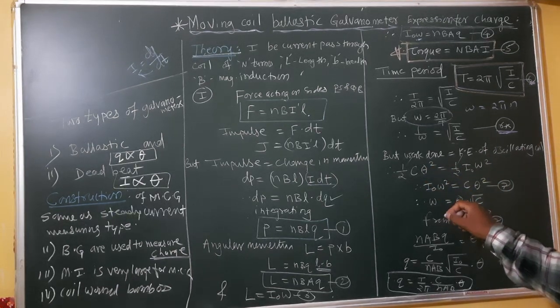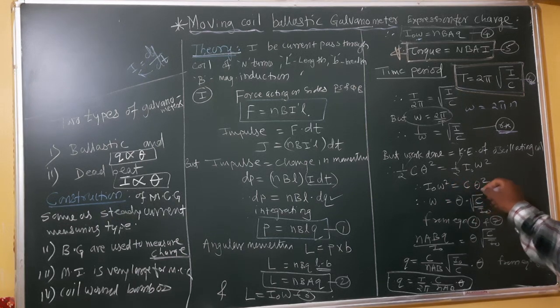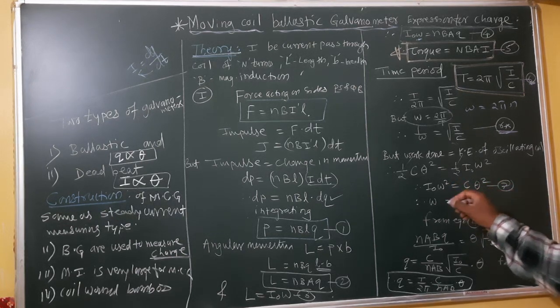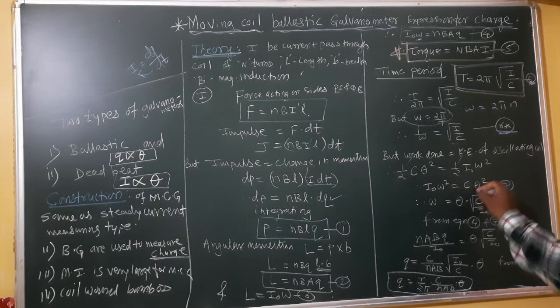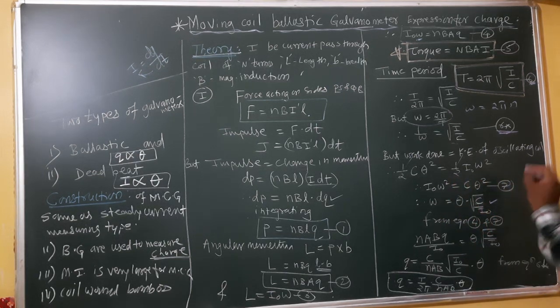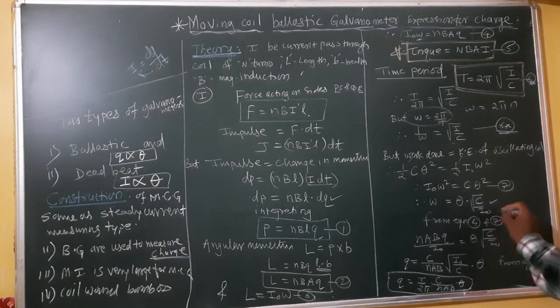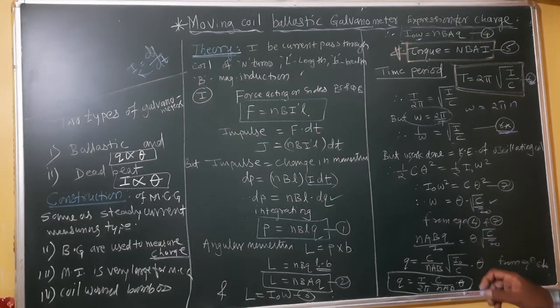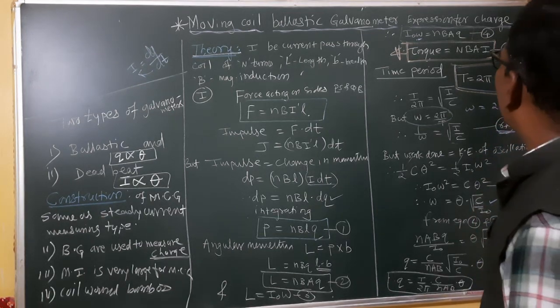So omega square is equal to I by C into theta square. Taking the square root on both sides, we get omega is equal to theta, as it is, and C upon I. This is the formula for omega. From equations 4 and 7, we have to substitute the value. What is omega here?